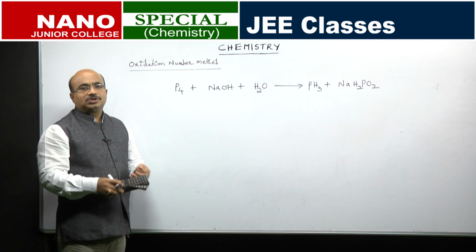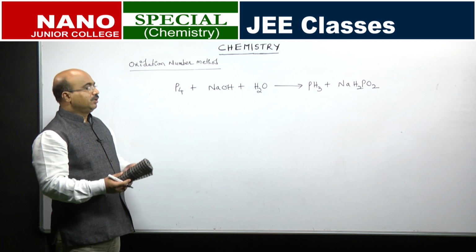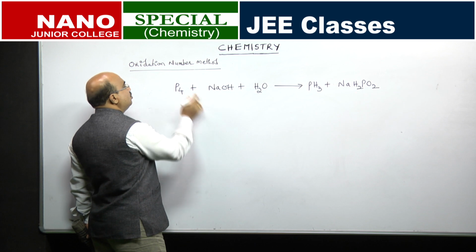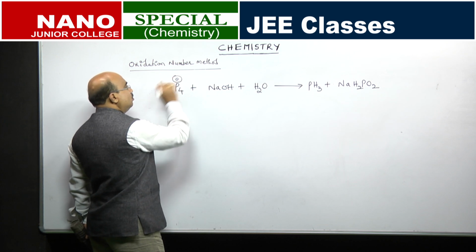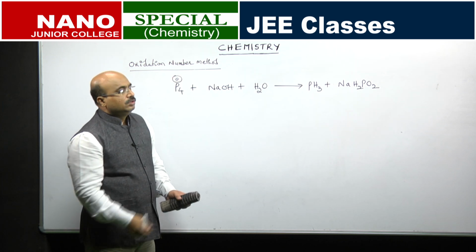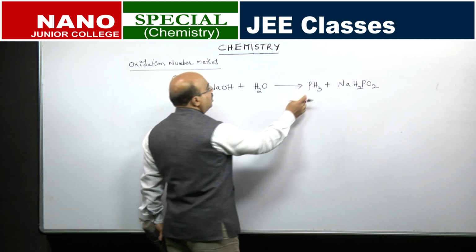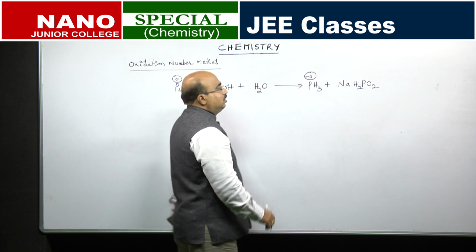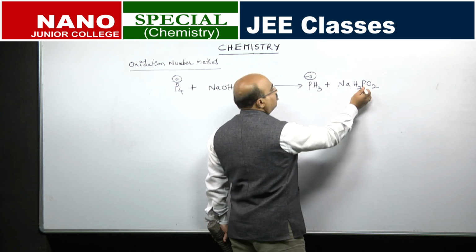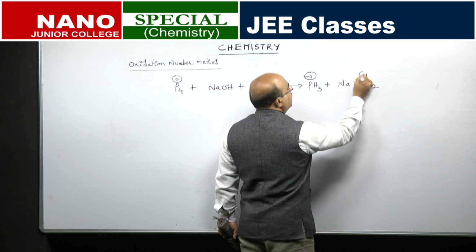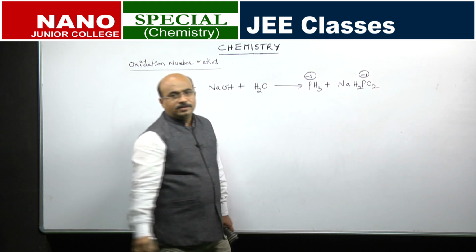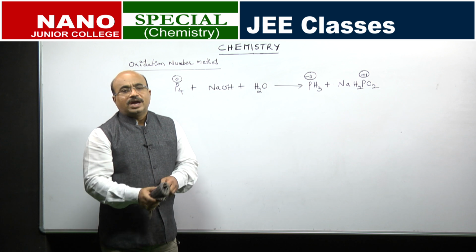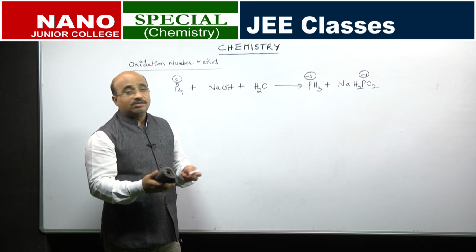So, it is a disproportionation reaction. How do you say it? Simple again. What is the phosphorus oxidation state here? 0. Phosphorus oxidation state here is -3. Phosphorus oxidation state here is +1. You can predict it separately, because sodium should always be +1. Why have we not gone for sodium, hydrogen and oxygen? Because they are references for us.